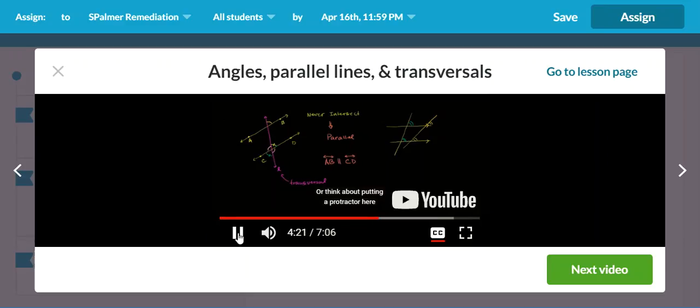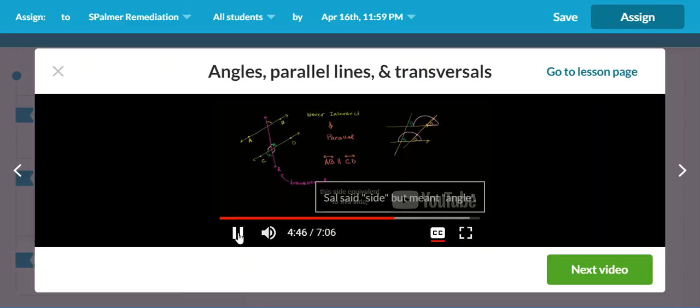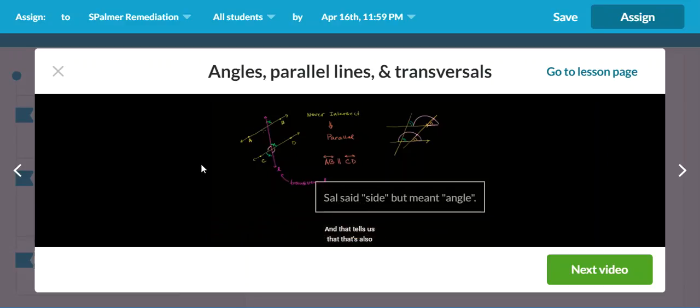Or think about putting a protractor here to actually measure these angles. You would have one side of the angle at the 0 degree and the other side would specify that point. And if you put the protractor over here, the exact same thing would happen. One side would be on this parallel line and the other side would point at the exact same point. So given that, we know that not only is this side equivalent to this side, it is also equivalent to this side over here, and that tells us that that's also equivalent to that side over there.